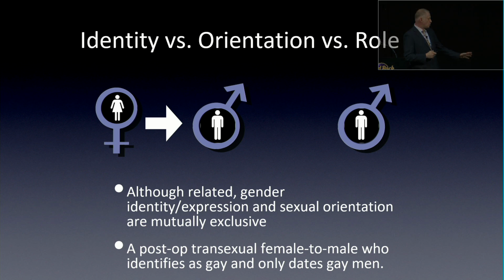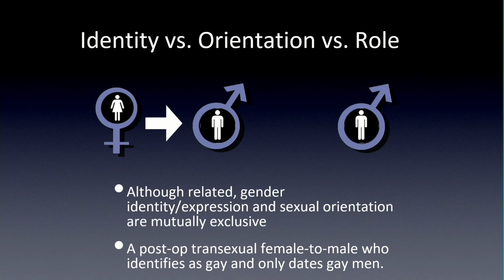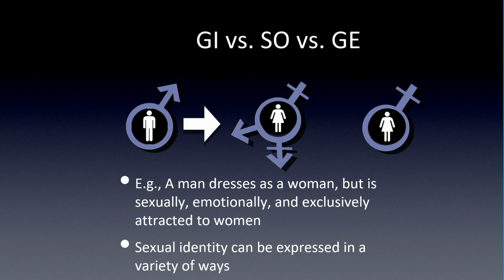So this is where things get probably even more confusing for all of us. Identity versus orientation versus role. Although related, gender identity and expression and sexual orientation are mutually exclusive. And I give this example of a post-op transsexual female to male who identifies as gay and only dates gay men. So this is where it's important to understand that each of these should be discussed and understood, so that you can at least help the patient out with the variety of questions that may come up.